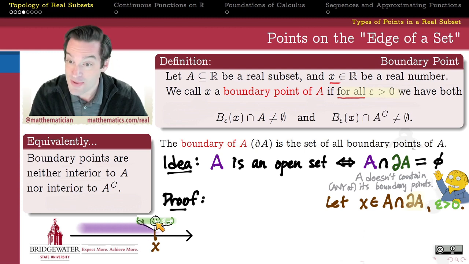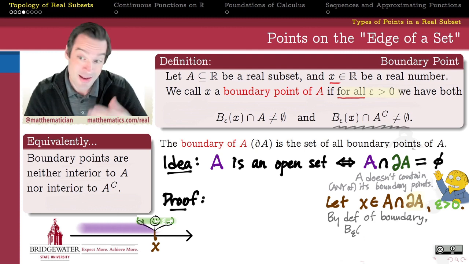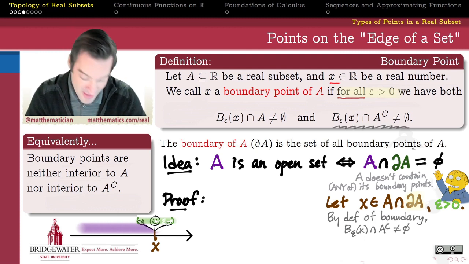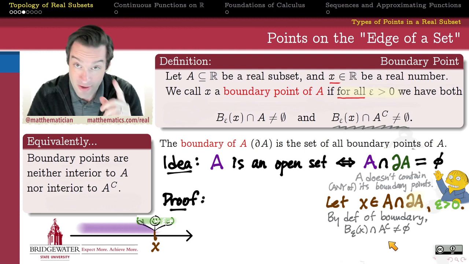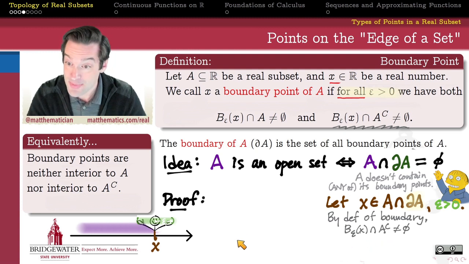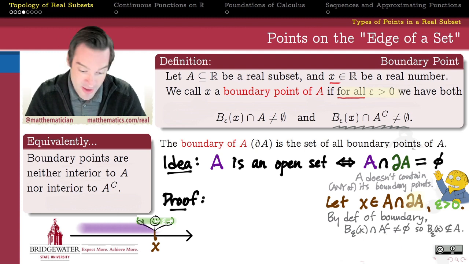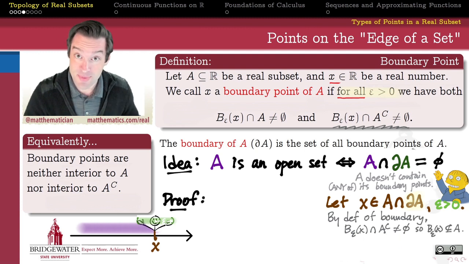And any such epsilon greater than 0 that we choose is going to have the property that the epsilon neighborhood at X is going to contain points of A, and it's also going to contain points outside of A. And it's those points outside of A that I want to focus in on. Because this epsilon neighborhood is going to contain points outside of A, that means in particular the epsilon neighborhood is not a subset of A.